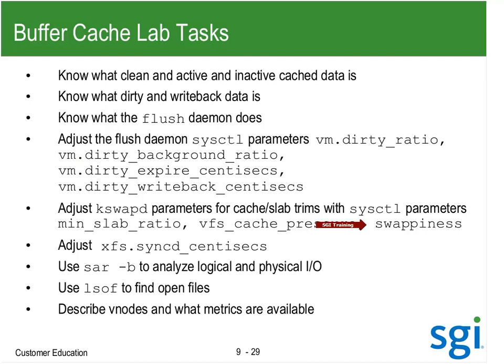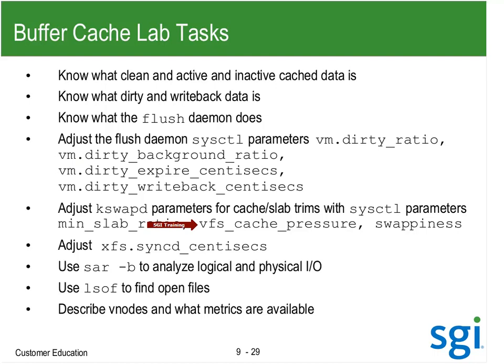So let me go through that again. VFS cache pressure is weighting or describing priorities between the slab and the cache. And if I remember correctly, dropping it below 100 protects the slab. Going greater than 100 protects the cache.